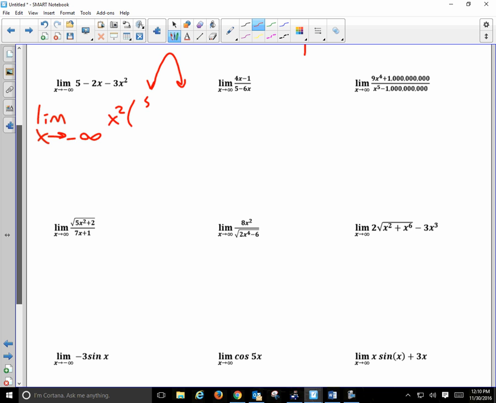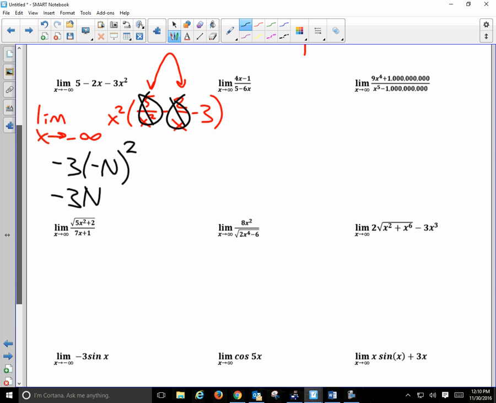Yes, you need to show your work. I know it's so much work. So I get negative 3 times a very large negative number squared, which will be a very large positive number times negative 3, which will result in negative infinity.